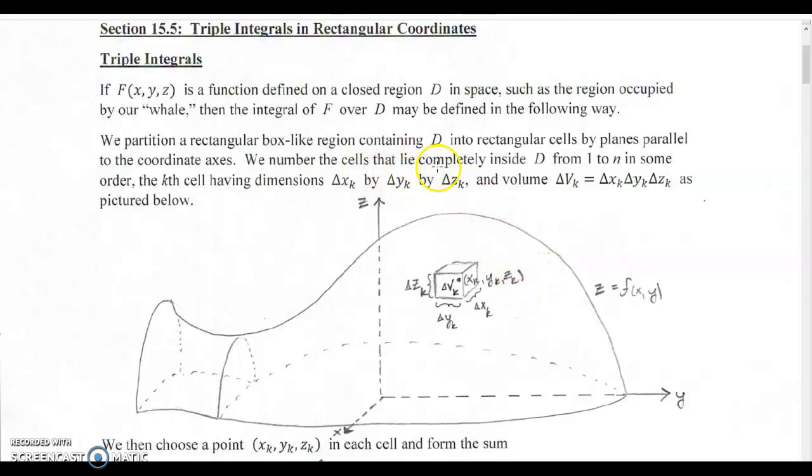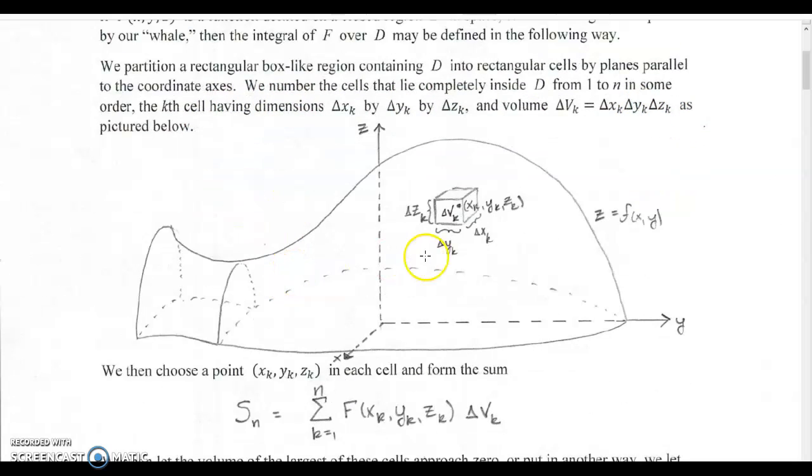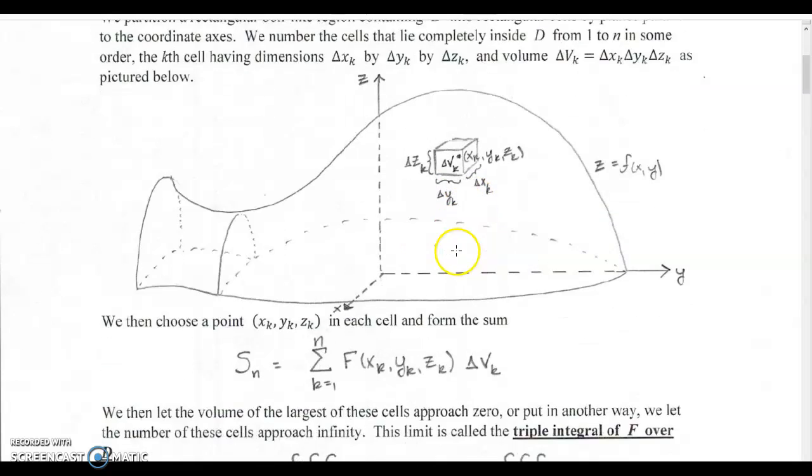Okay, we number the cells that lie completely inside D from 1 to n in some order. The kth cell having dimensions delta x sub k by delta y sub k by delta z sub k, and the volume delta V sub k, which is delta x sub k times delta y sub k times delta z sub k, as I just got done explaining and pictured here.